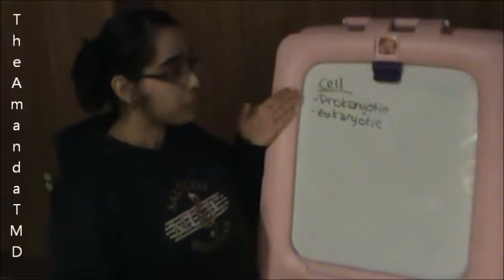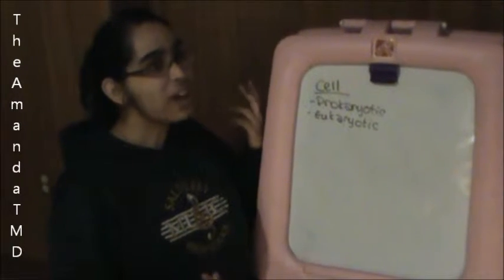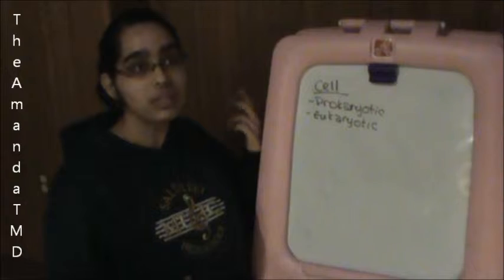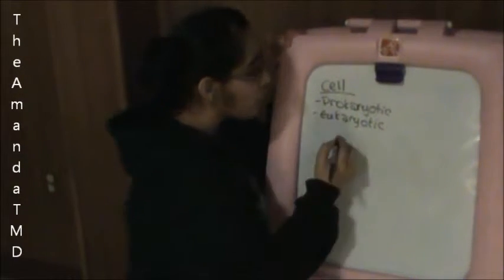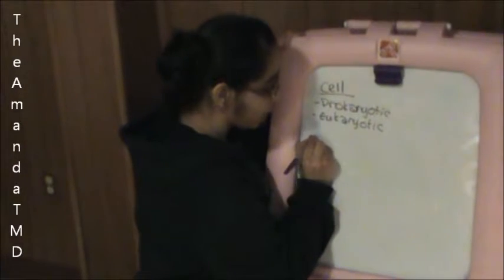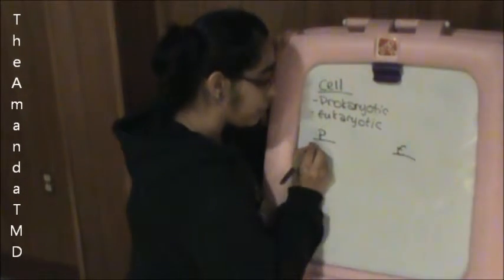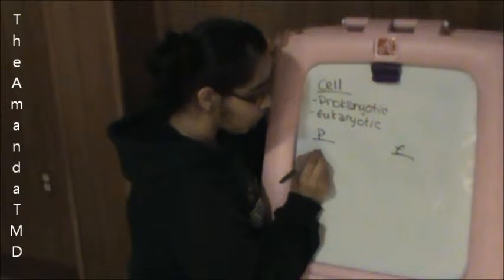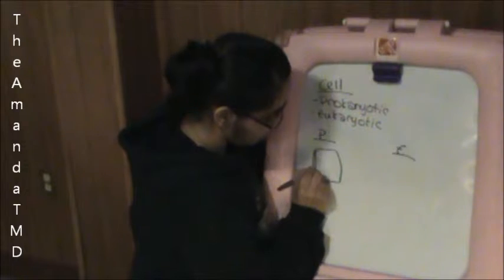Whereas the prokaryotic cells don't really have much. They just have the cytoplasm and a cell wall. And maybe a membrane if you're lucky. So for prokaryotic, P for short, and then E here, for eukaryotic. An example of a prokaryotic is a bacterial cell.